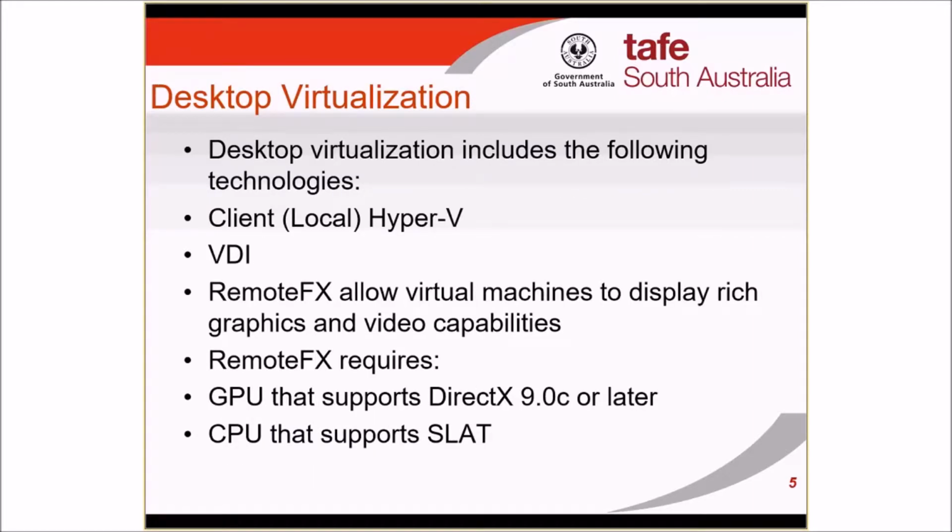Like I mentioned, there's desktop virtualization. Desktop virtualization includes the following technologies. There's client-local Hyper-V, which is basically what I showed you before on my Windows 10, and you can use that to virtualize machines on your desktop computers. There's also VDI. If you've ever heard of this term VDI, it's a virtual desktop interface.